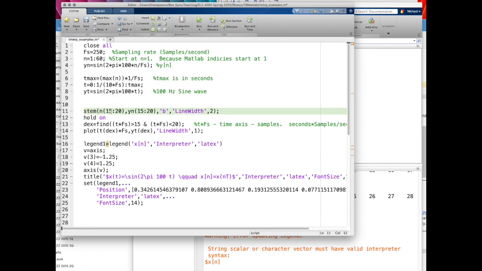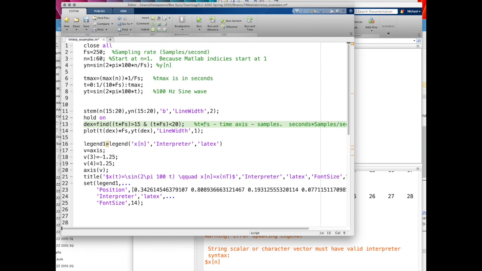Okay, so we're going to plot samples 15 through 20. So the n values are 15 through 20. The samples of the signal are 15 through 20. I'm going to make this blue and set a line width of 2. All these are just formatting things for the stem plot. I'm going to then hold that plot, and next I'm going to do a trick for making the accurate plot of the signal line up with the stem plot.